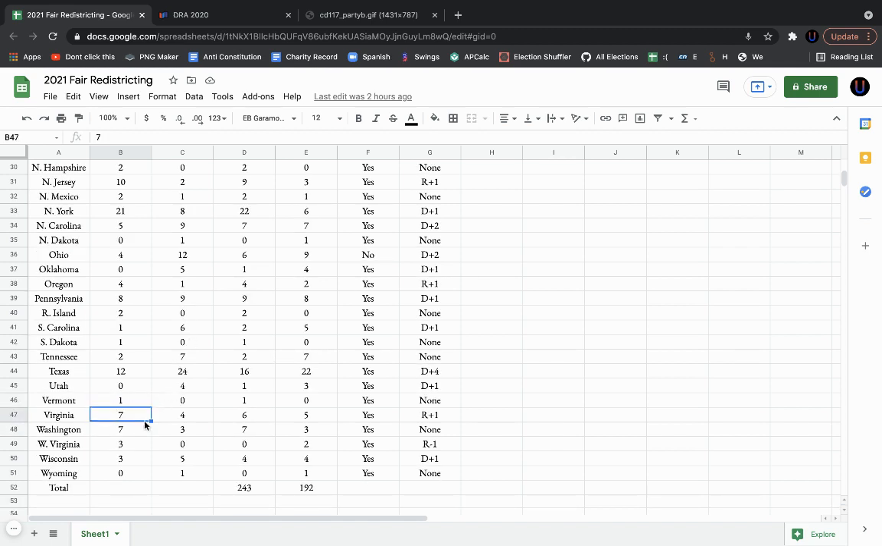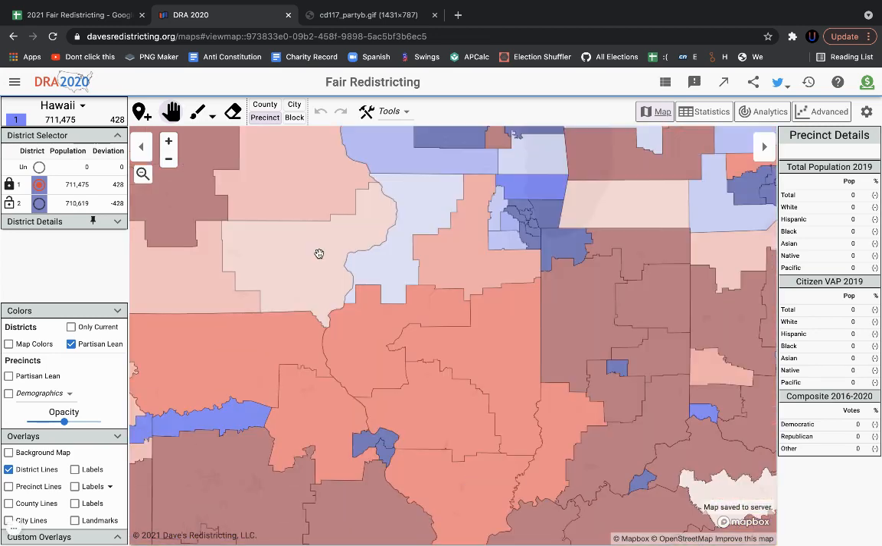Nothing in Vermont. Virginia, 7-4 is the current map. The GOP actually gains a seat here.